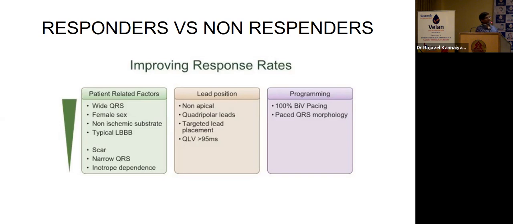Sometimes lead position also matters because we are putting the LV lead on the epicardium rather than the endocardium. Epicardium means in between the myocardium and the lead, we have the vein wall, then the epicardial fat. So this will hinder the stimulation of the heart. So lead location is most important. Apical is no use. It should be the basal lateral.